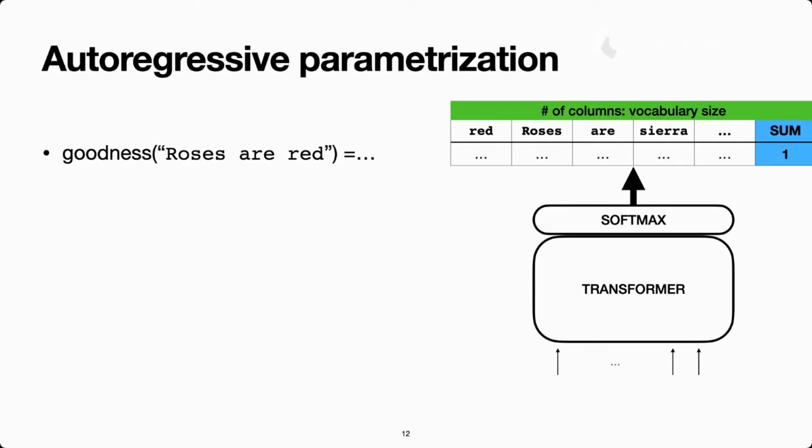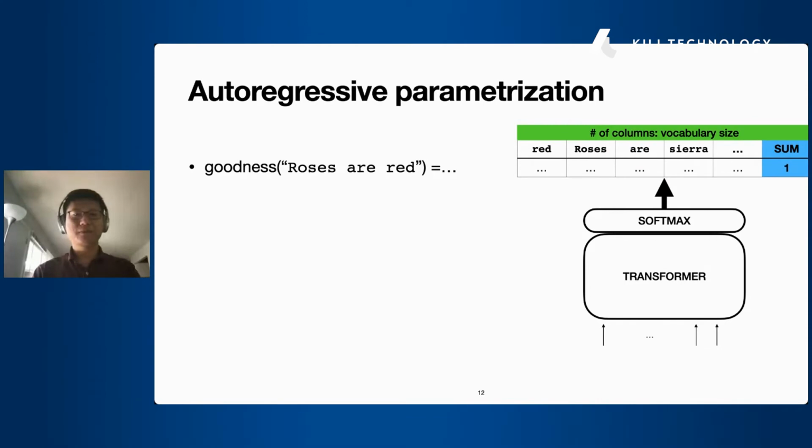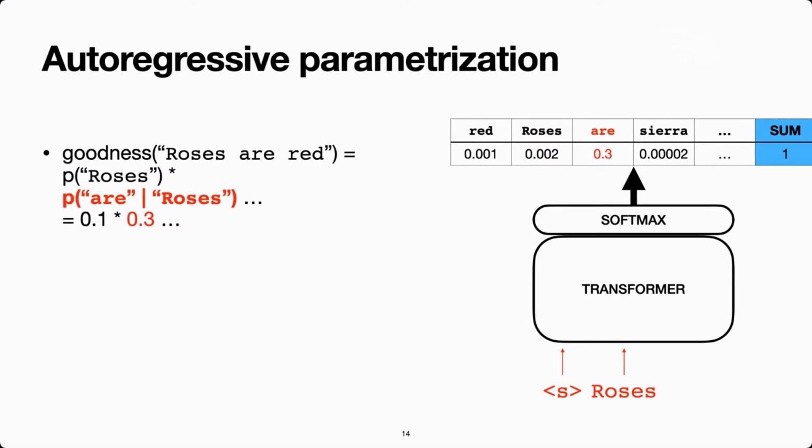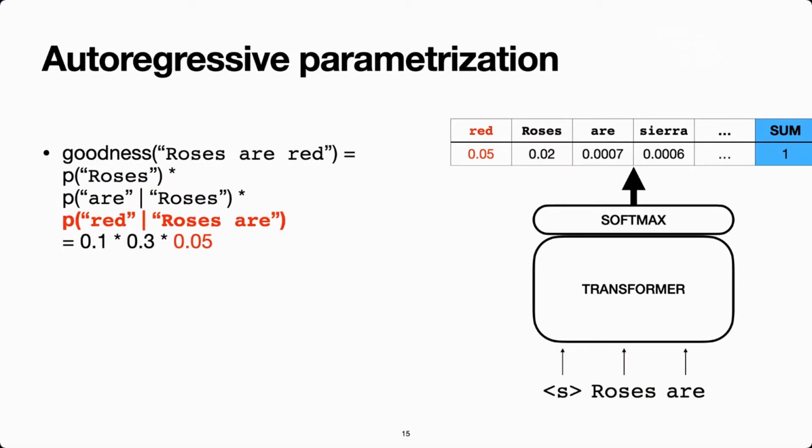In other words, they define probability mass functions directly. Such models usually have a softmax layer at the top of the network, and they define conditional probabilities over all types in the vocabulary. For example, to get the score of a string, "roses are red", we'll first feed in the string start symbol and get the conditional probability for "roses". And then we also feed "roses" into the network to get the conditional probability of the word "are". And then "red". Now, we take the product of all conditional probabilities as the goodness score of "roses are red".